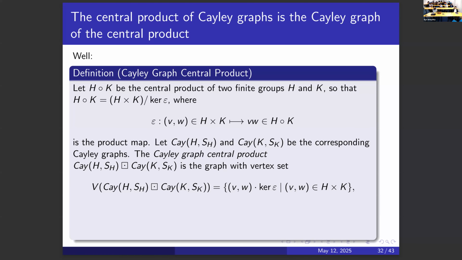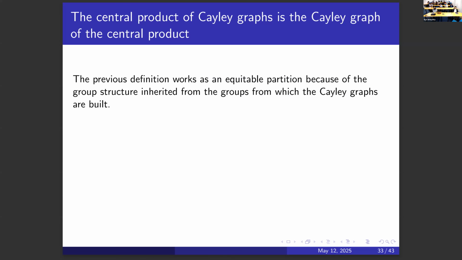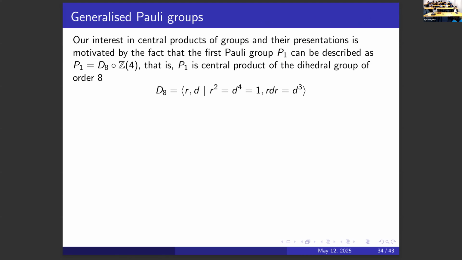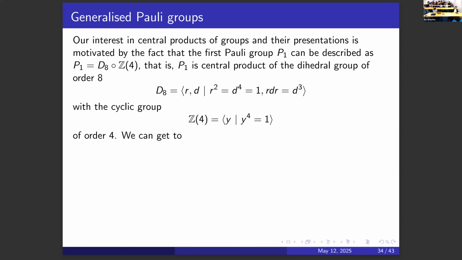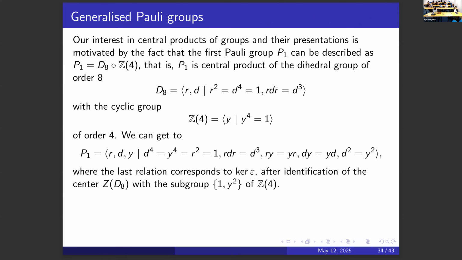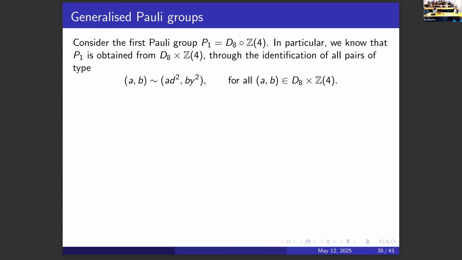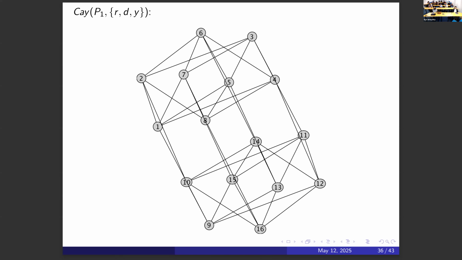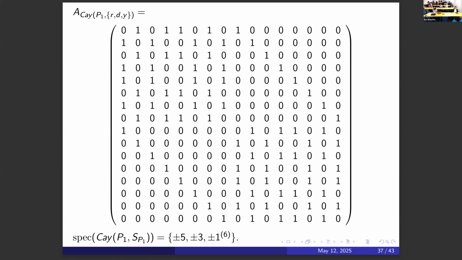So the Cayley graph of a central product is the central product of a Cayley graph. That was a theorem that I proved. Here we have this. And then we were able to use the fact that D8 simplifies our calculations to calculate the spectra. This is what the Cayley graph of P1 looks like when you use the Cayley graph of D8 and Z4. And then you were able to calculate its spectra, and we got it done there.